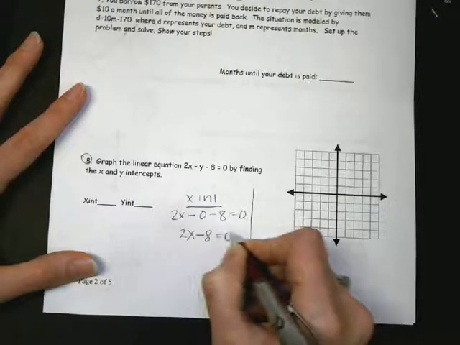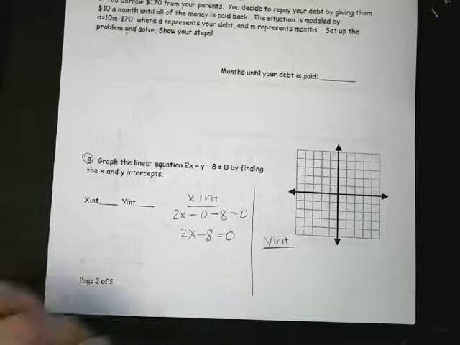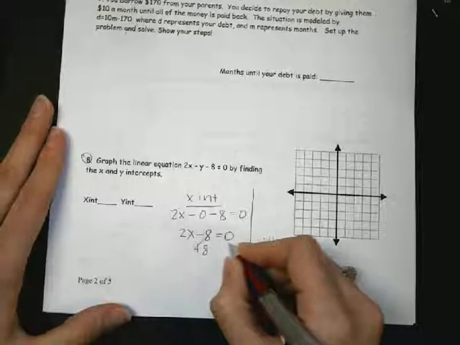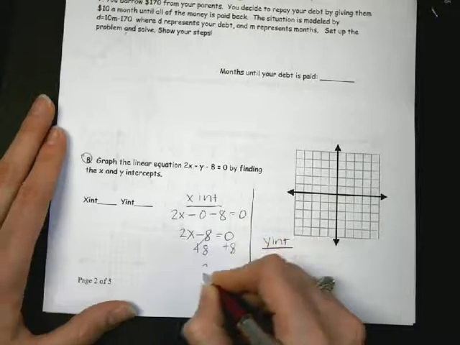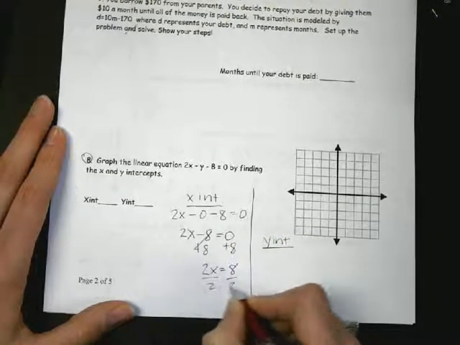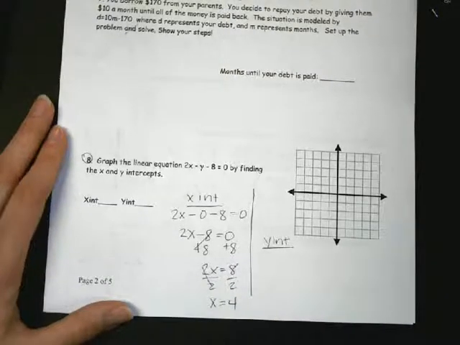And you want to move all your whole numbers over to the right so I can solve for the x. So I'm going to add 8 to both sides. 2x equals 8, and then divide by 2. So x equals 4, and remember to write that as a coordinate point, 4, 0.